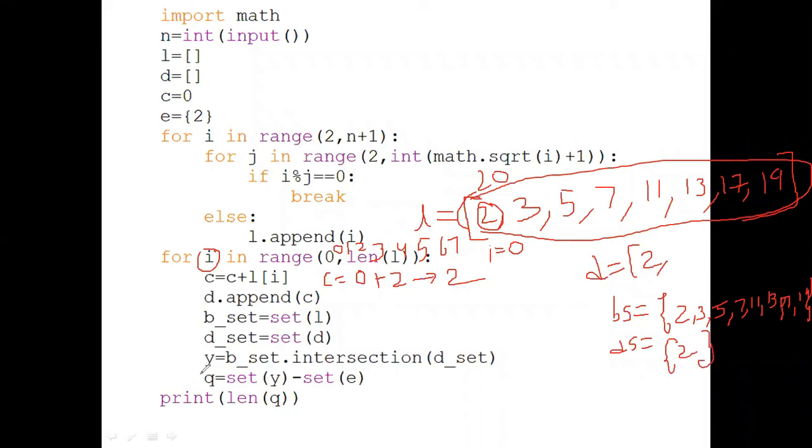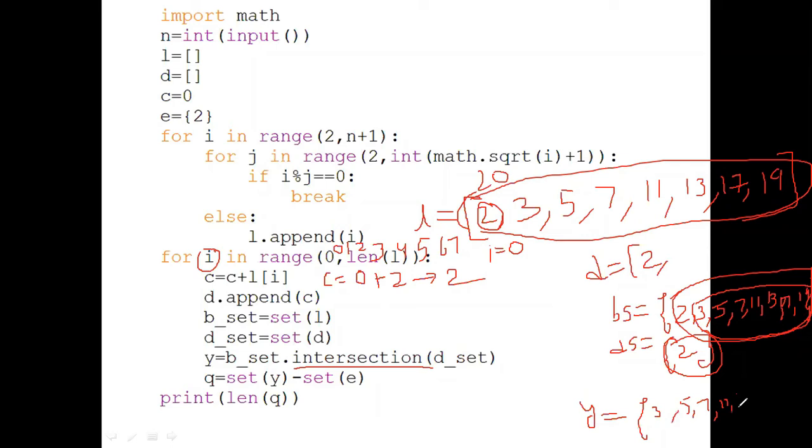After that, we are going to find Y. So Y equals B set dot intersection D set. What is the B set here? This is the B set. And what is the D set here? This is the D set. Now if I perform the intersection, for Y we get only the values common to the B set. Okay, so this is the Y.